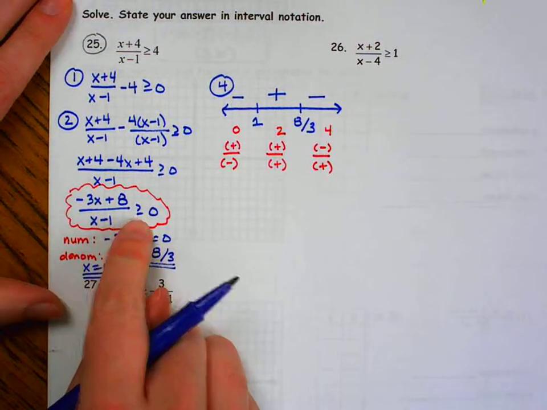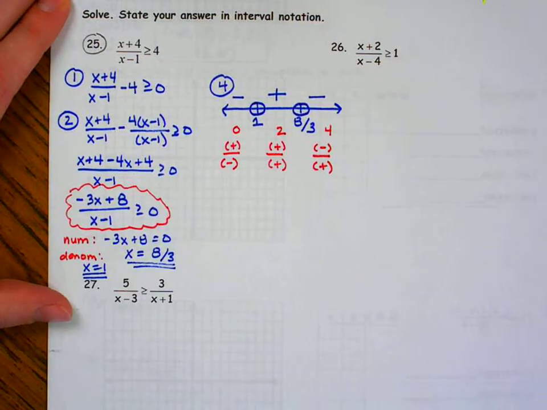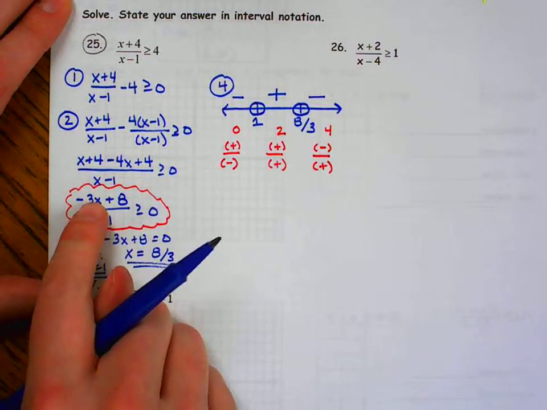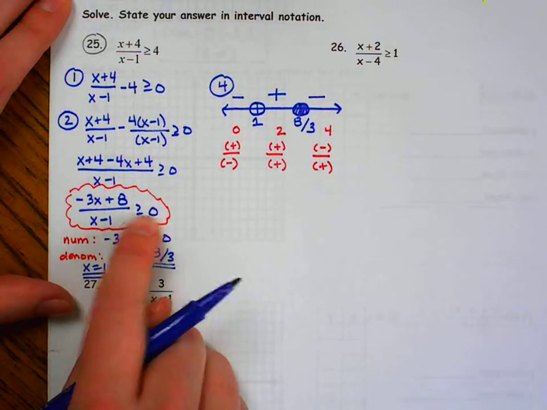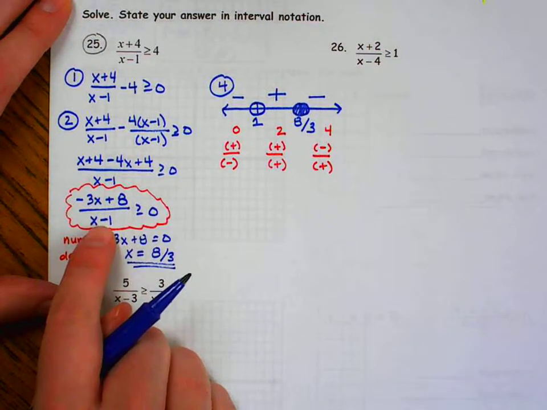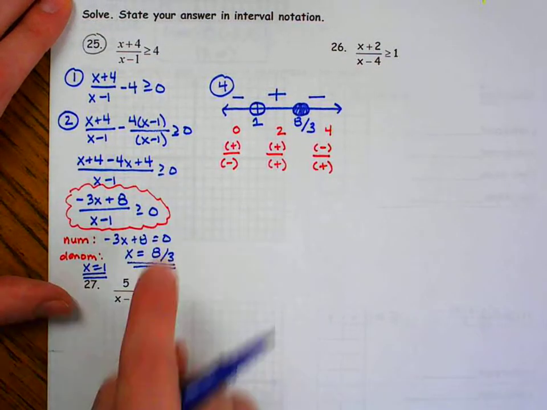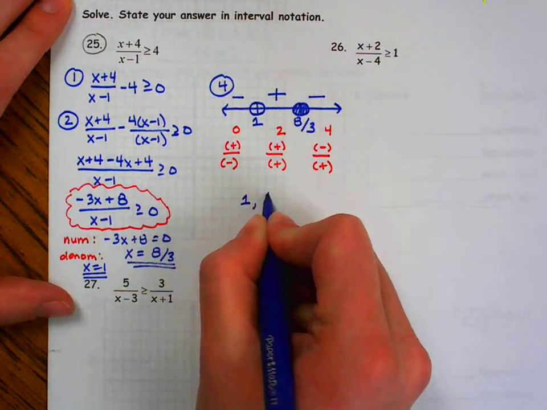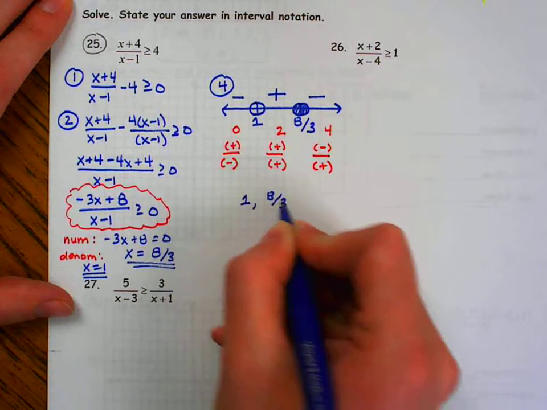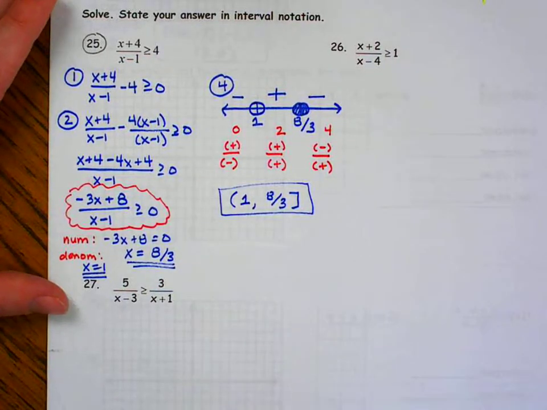Then I have to remember, I have a greater than or equal to sign, so I need to figure out if I need to include either of those points. Remember, if it's from the numerator, that's a 0, because if I plug in 8/3, I'll get 0 divided by a number. Well, 0 divided by a number is 0, and 0 is greater than or equal to 0. But if I plug in 1, I'm going to be dividing by 0. That's a problem. So since my 1 is from the denominator, I don't fill it in. So I'm looking for all the places where it's greater than or equal to 0. That's this positive region. So I start at 1, and I go until 8/3. I do not include the 1, but I do include the 8/3. That is my answer. Okay.